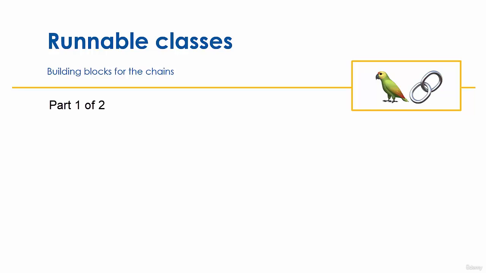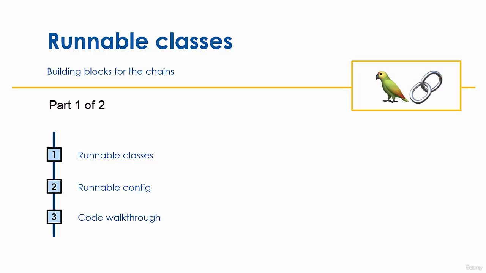Runnable classes are used for building chains. LangChain offers multiple runnable classes. You will learn about the runnable classes and runnable config class in this lesson. You'll also see many of the commonly used runnable classes in action.